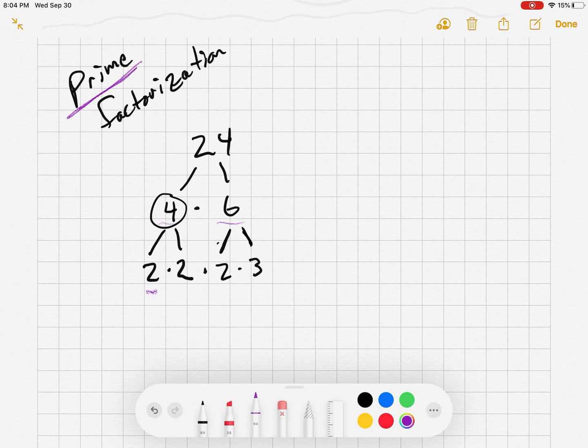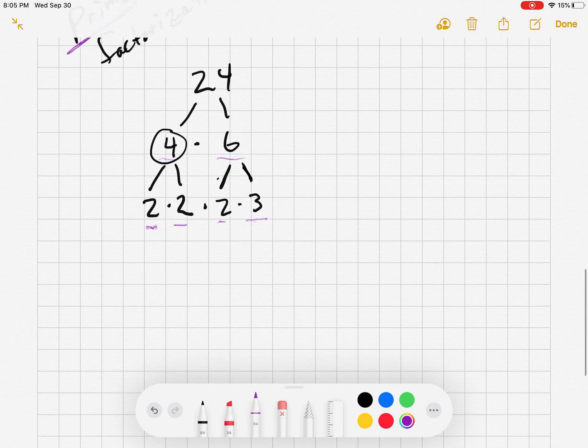All right, so now I take a look and I say, is that prime? All those numbers are prime. So I'm done. 2 times 2 times 2 times 3. Okay, so now let's try a different factor pair for 24.